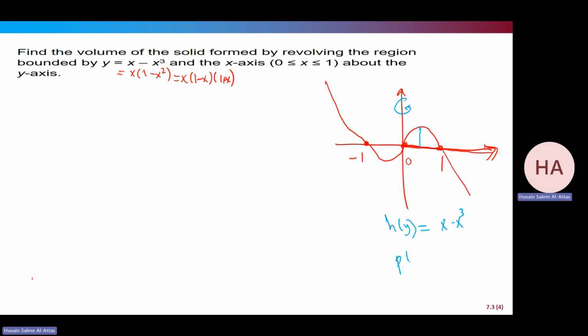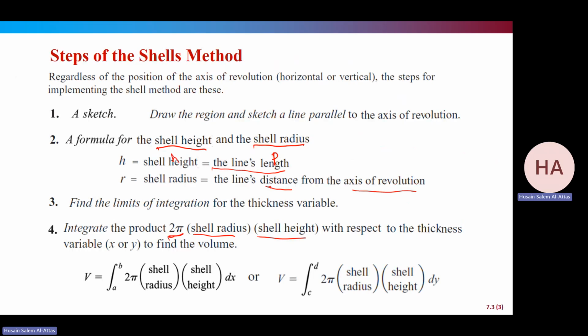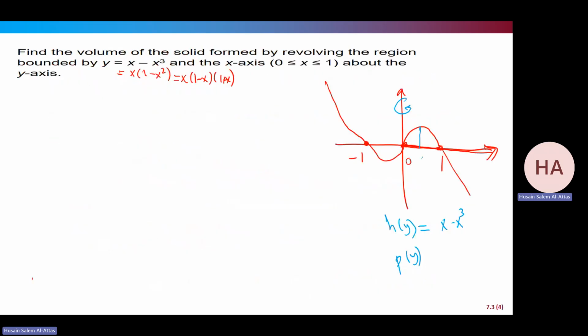P, which is the line's distance from the axis of revolution. So if this is x, what is the distance from this to the axis of revolution? It will be x minus 0. So it will be, no, that's in terms of x, not in terms of y.